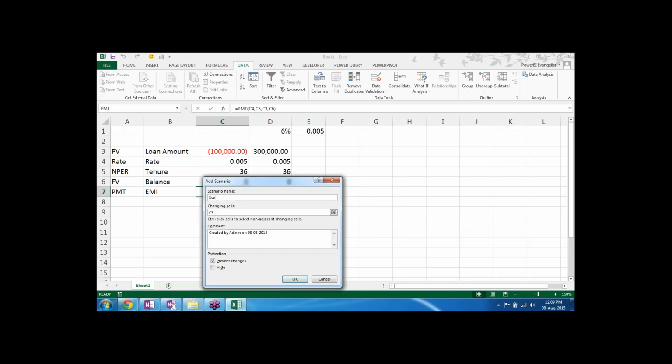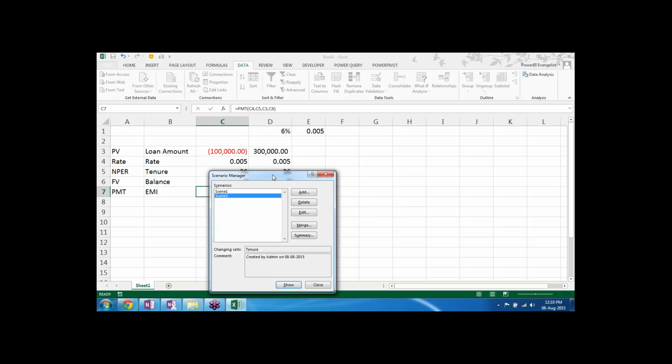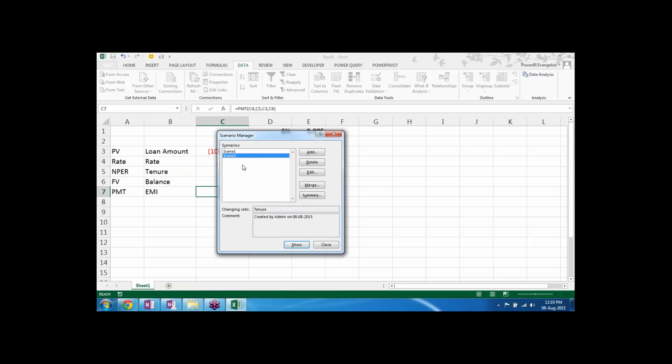It again asks for the second scenario, scene number 2. So I say this time I want my changes to be shown in the tenure instead of the loan amount. And then it says that, okay, how much you want the tenure to be. So I say that if I put it as 24, then what will happen? So, okay. So what happens? Scenario Manager adds these two scenarios, scene 1 and scene 2.